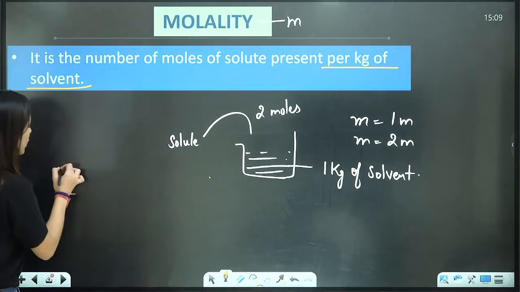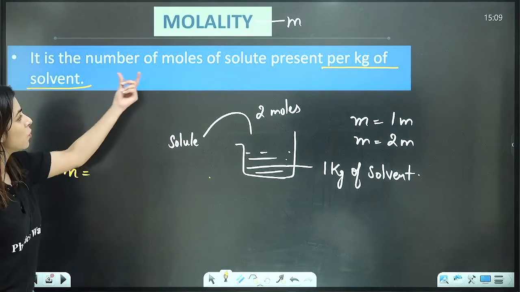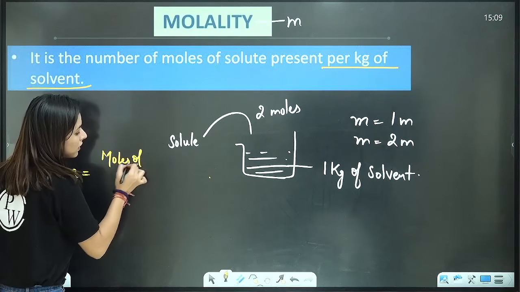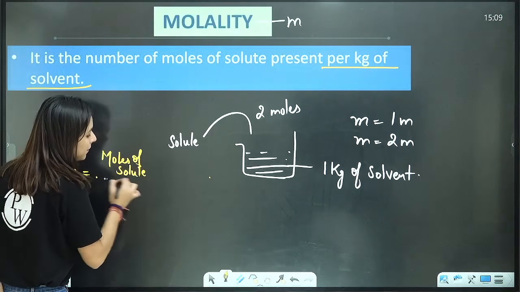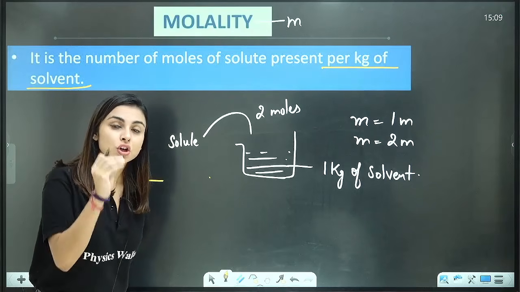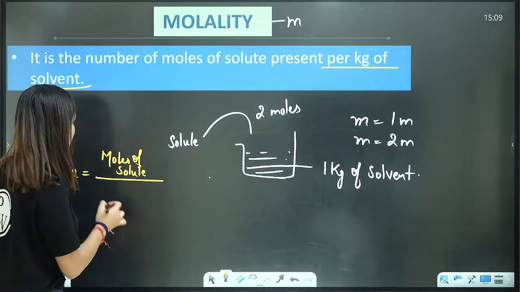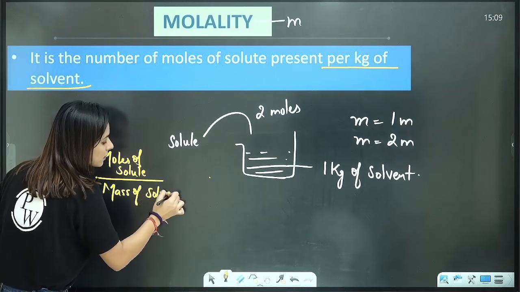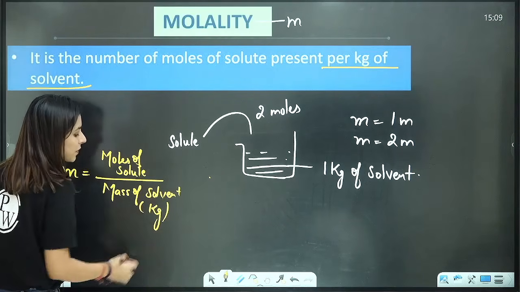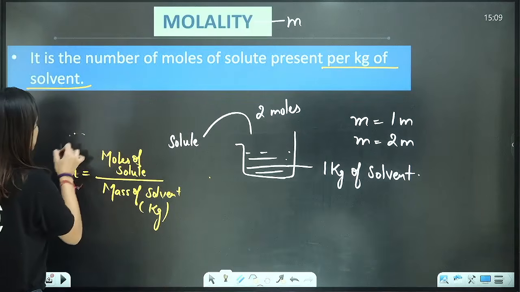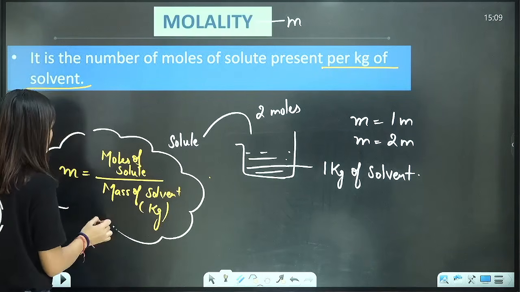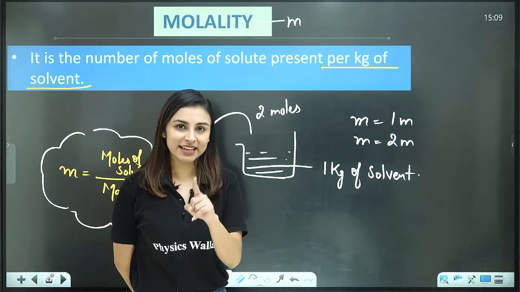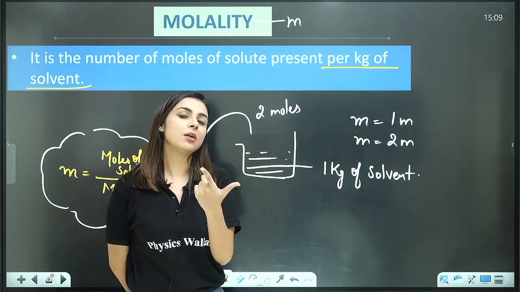Okay, now we are going to derive the formula of molality. What would be the formula of molality? Moles of solute. Yes, ma'am. So here will be moles of solute divided by mass of solvent in kg, right? Yes. So this would be the formula of molality. Easy? Yes, ma'am. Easy. So we are going to practice questions on this in the next session. So you have to revise this and come to the next session.